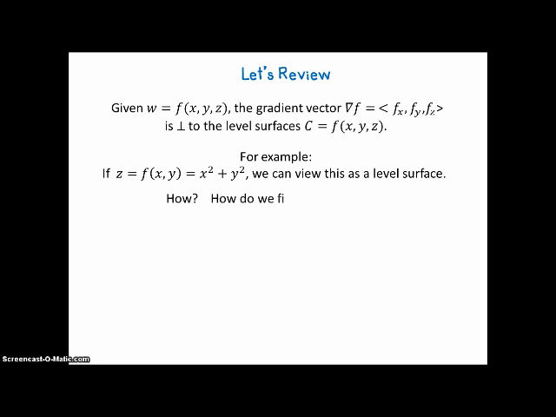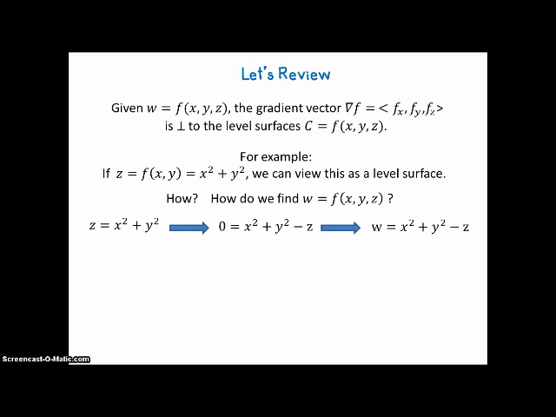Now, how's that? Well, how do we find w, a function of 3 variables, that relates to this surface? Well, what we do is we simply subtract z from both sides, and now we have a level surface for a function in 3 variables where the w value is 0. And so w is just x squared plus y squared minus z.